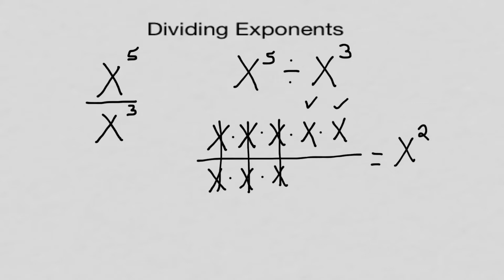Right? The rule is you just subtract exponents. This was x to the fifth minus 3 equals x to the second. Could have saved time by doing that, just saying 5 minus 3 equals 2, so it's x to the second.